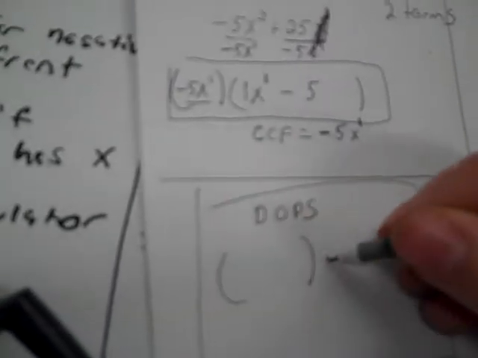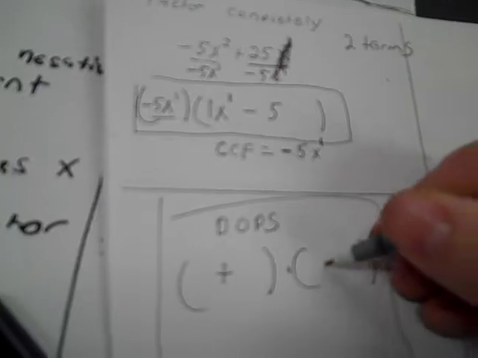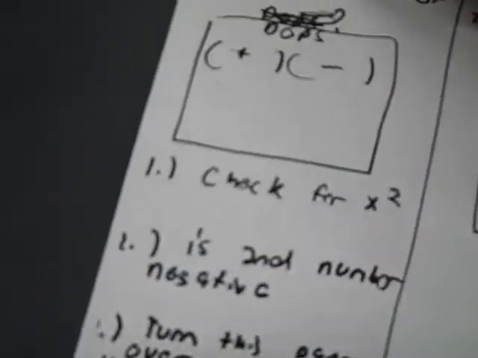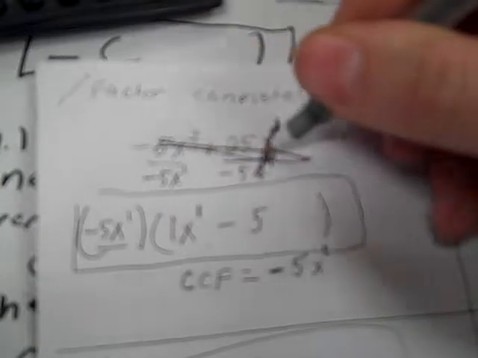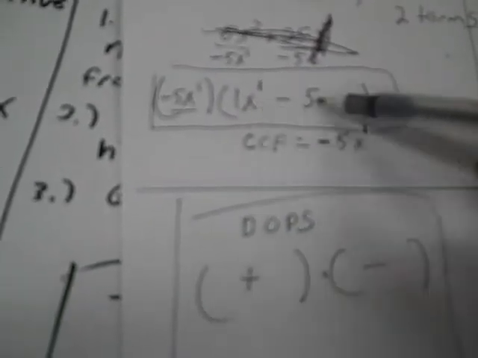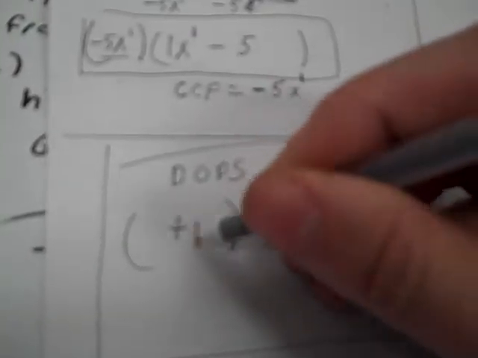Okay, now we see if we have a difference of perfect squares. Remember how to check for that. By the way, after you're done with the GCF, after you've done this and filled this out, cross that out. You don't want to look up there anymore, because now you're looking at these 2 things for the DOPS, okay? So do you have an x to the second power? No, you don't. Your x is to the first power, so that makes DOPS not possible, okay?